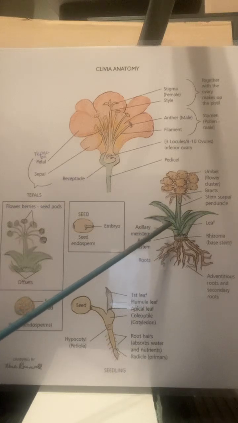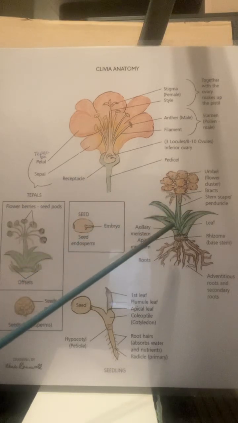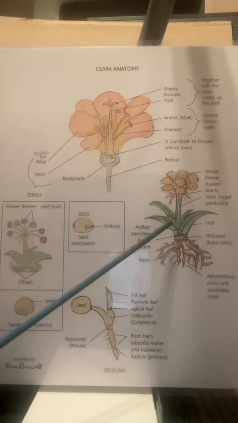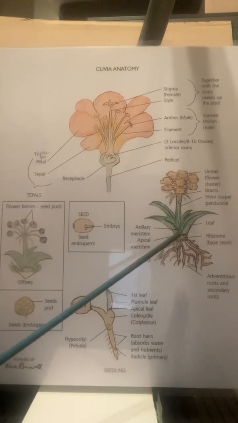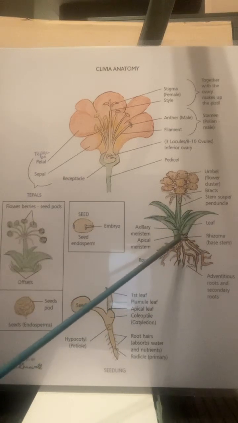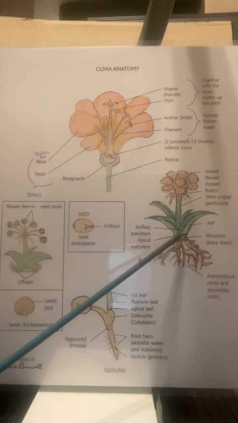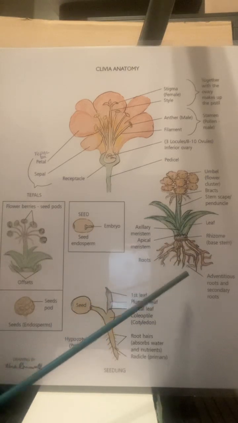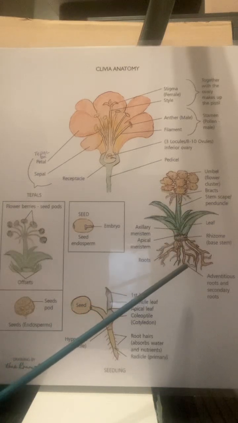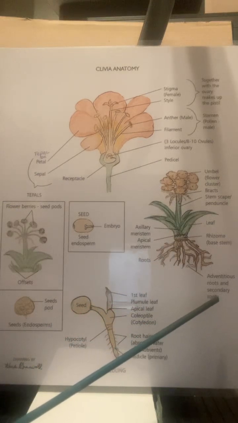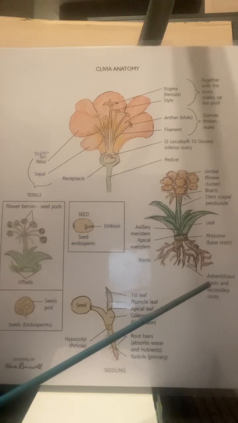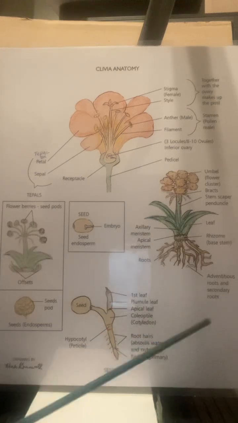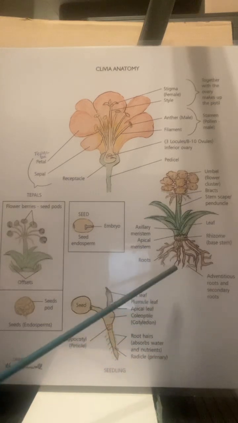The axillary is usually where the bloom spike comes out, and then you have the rhizome, which is the base of the stem, and the roots, of which there's one main root called the radicle, and then all the little roots are called the adventitious roots, or the secondary roots that come off of the roots.